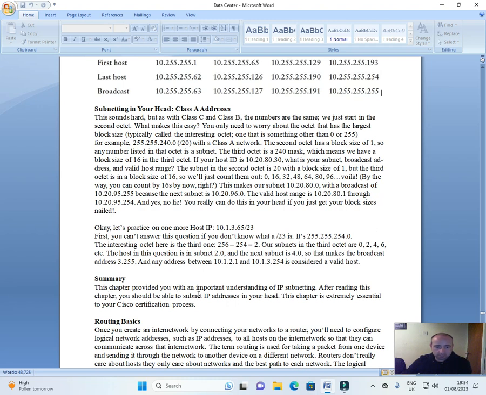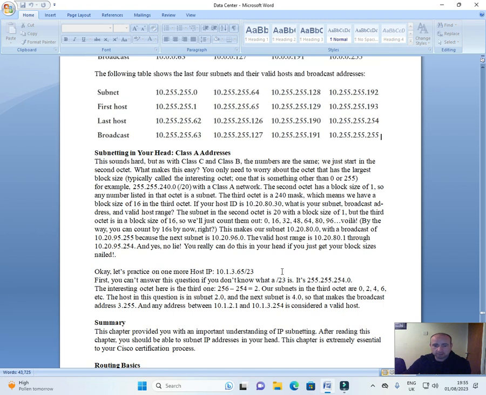Summary: this chapter provided you with important understanding of IP subnetting. After reading this chapter, you should be able to subnet IP addresses in your head. This chapter is extremely essential to your Cisco certification process.